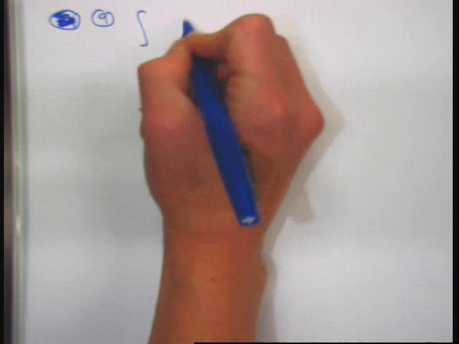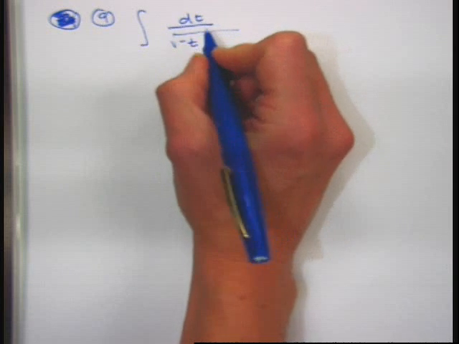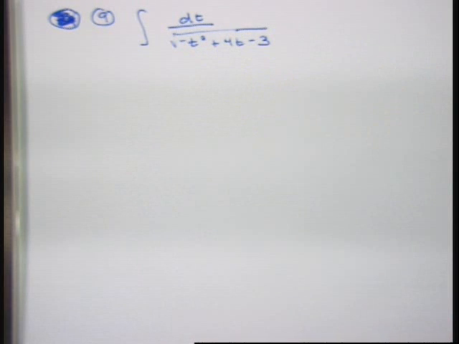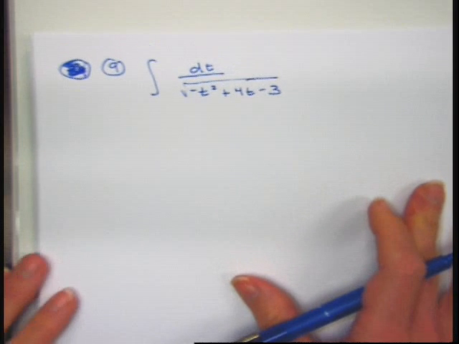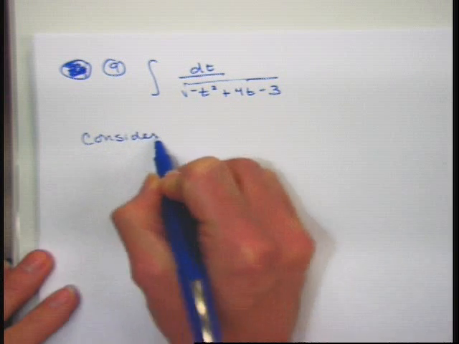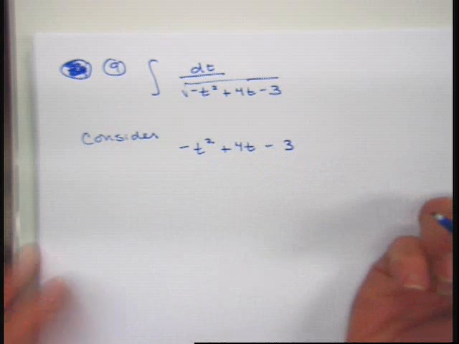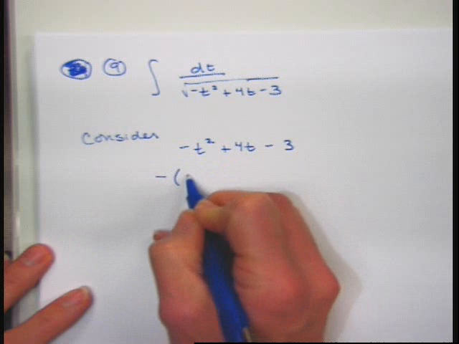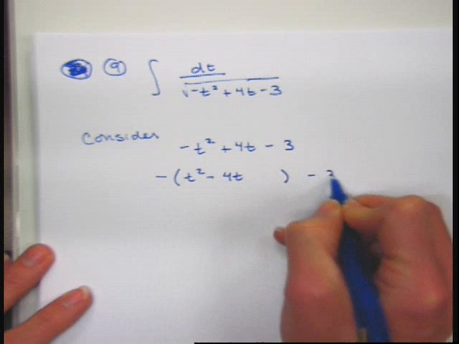Okay, so this is the antiderivative dt over the square root of negative t squared plus 4t minus 3. So let's just consider this: negative t squared plus 4t minus 3. The first thing you want to do is group, but ditch that negative in front. So that's going to be t squared minus 4t. You with me? And then the minus 3 is just tagging along.